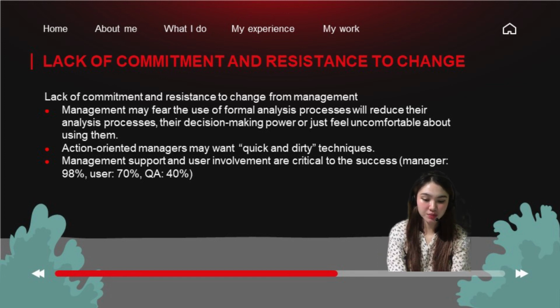Action-oriented managers may want quick and dirty techniques. Many action-oriented executives dislike the lengthy, formal decision-making process and prefer to get things done as soon as possible. They like dirty approaches that can produce results quickly. When managers see some high payoff QA findings, the stage is set for persuading them that quantitative analysis is a valuable tool. Management support and user involvement are critical to the success.